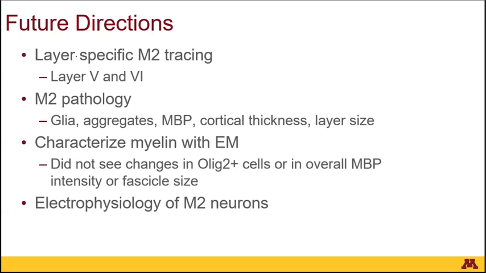And then lastly, I think we should really check on those M2 neurons and their electrophysiological properties. There is a huge possibility that these neurons are dysfunctional, and that's why a bunch of astrocytes are coming over to help. So we'll definitely check that out. And there's just a lot of cool stuff to follow up on.